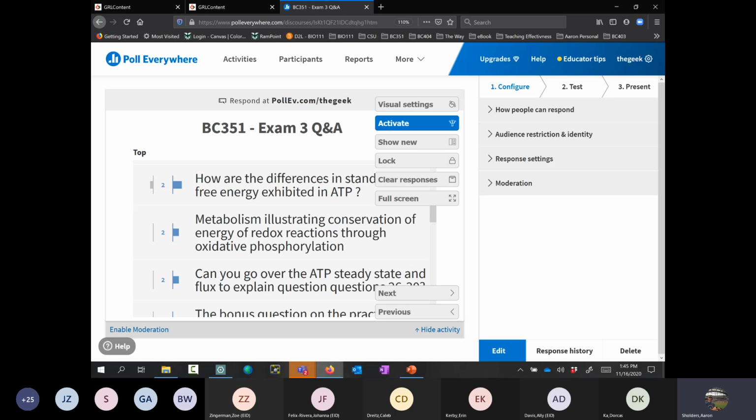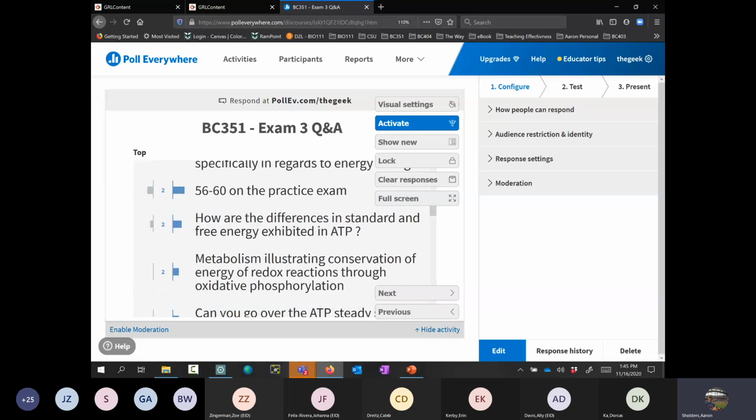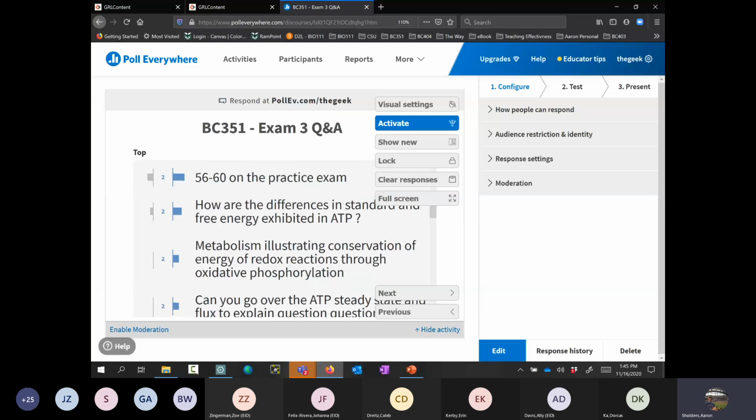Okay, let me do one more question, okay? I know I'm going to cut this a little bit short, but I got some other duties I got to perform today. So, but how are the differences in standard and actual free energy exhibited in ATP?